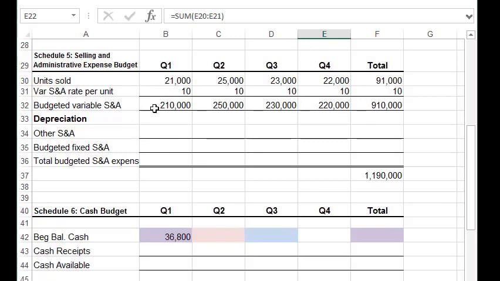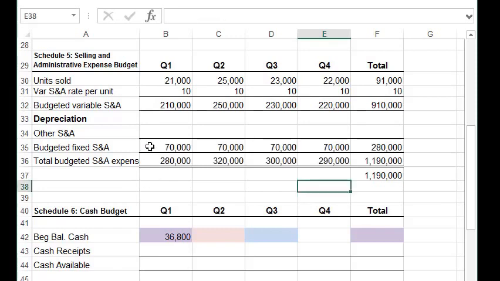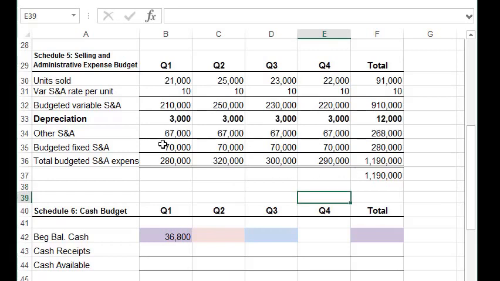Below that, we have the fixed selling and admin cost. When you read the problem, it'll tell you that Attaboy has estimated their fixed selling and admin costs at $70,000 per quarter. Now what I've done on this budget, just to highlight an important point for when we get to the cash budget, is I've broken the fixed selling and admin down into the amount of that's depreciation versus everything else. Now in the problem, I tell you that $3,000 a quarter is depreciation expense.